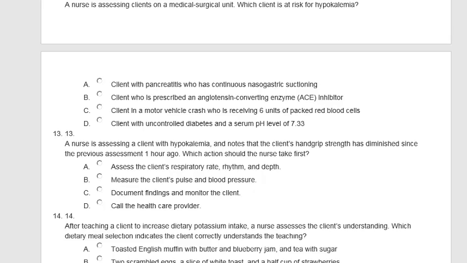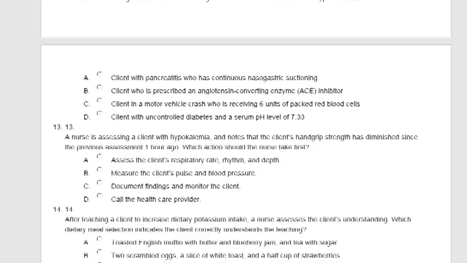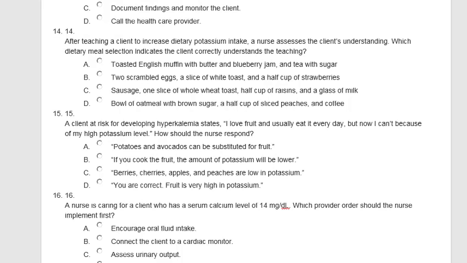Okay, let's look at number 14 here. Let me scroll up here a little bit. After teaching a client to increase dietary potassium intake, a nurse assesses the client's understanding. Which diet meal selection indicates that the client correctly understands the teaching? So which one of these meals is going to be high in potassium? Okay? And the correct answer is C. Sausage, toast, raisins, and milk. That's high in potassium.